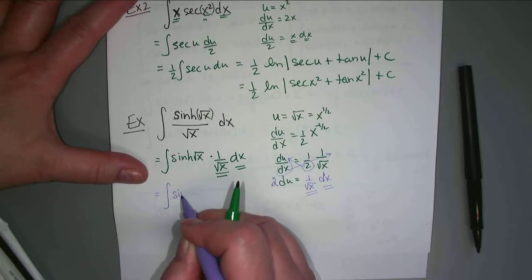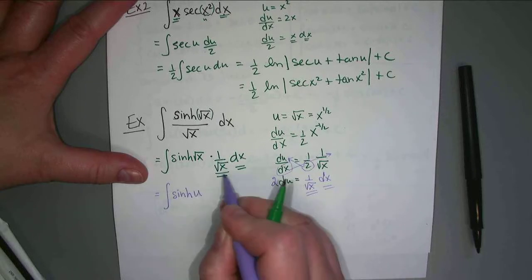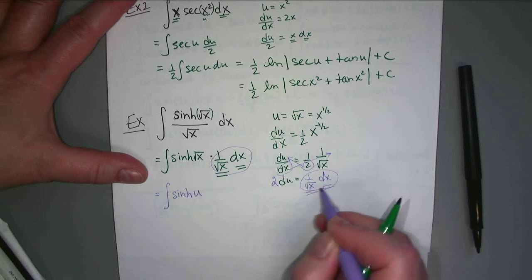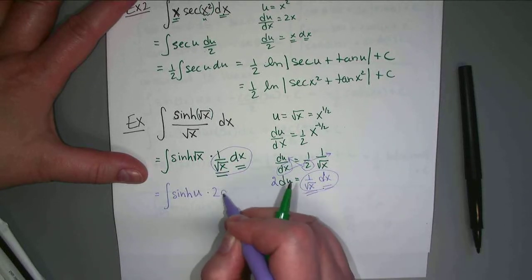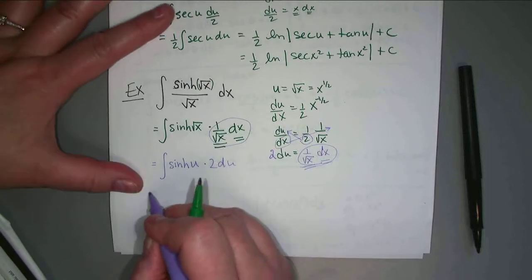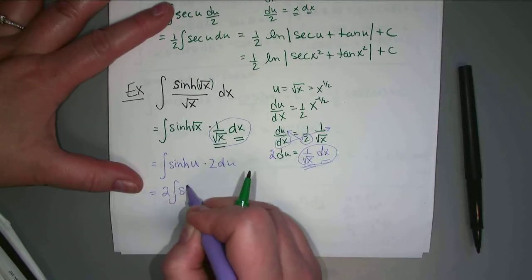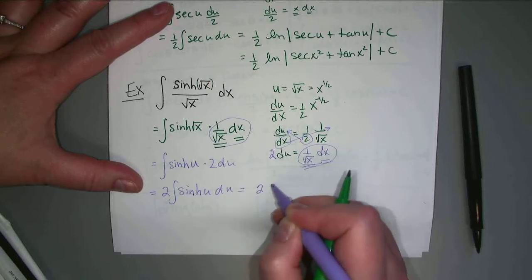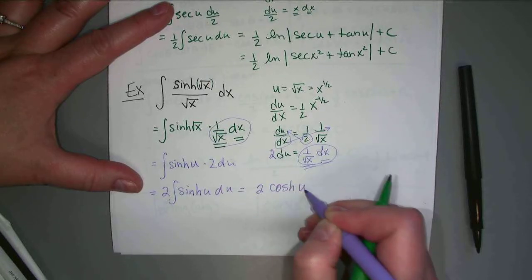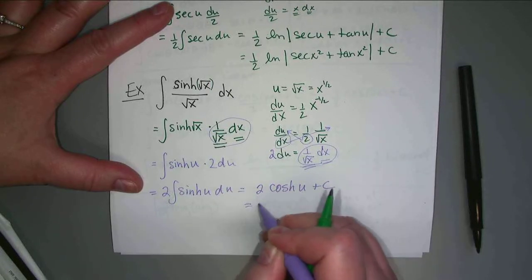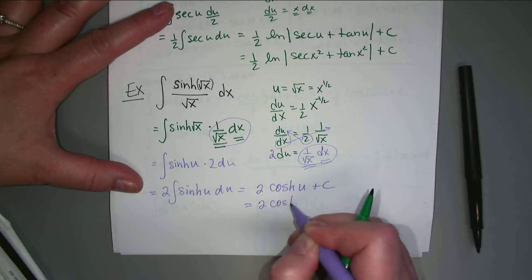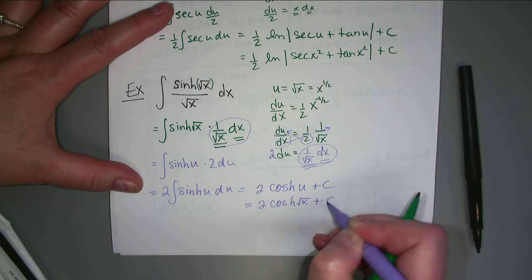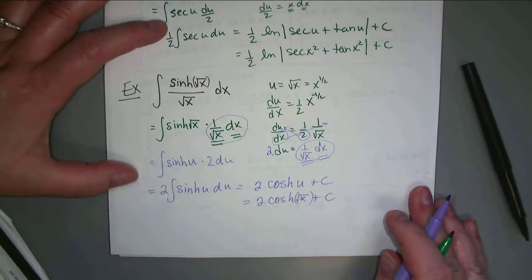Write the hyperbolic line first. We called that u. This whole thing comes off, and it's 2 du. Move the 2 out front. The integral of the hyperbolic sine is the hyperbolic cos. And u was equal to root x. You could put a bracket around there if you like.